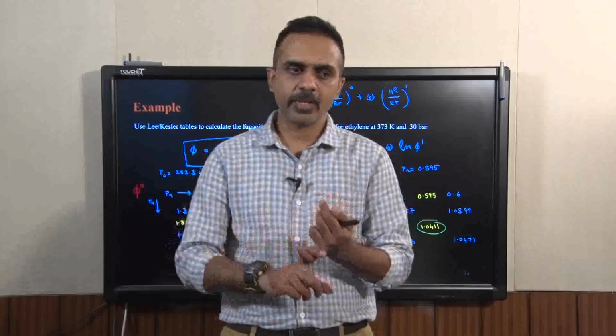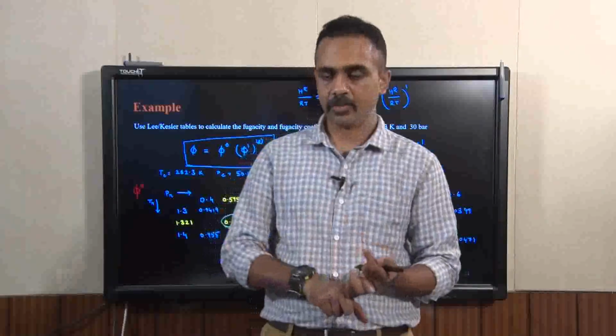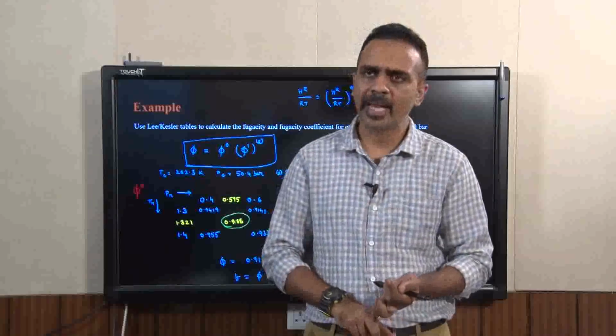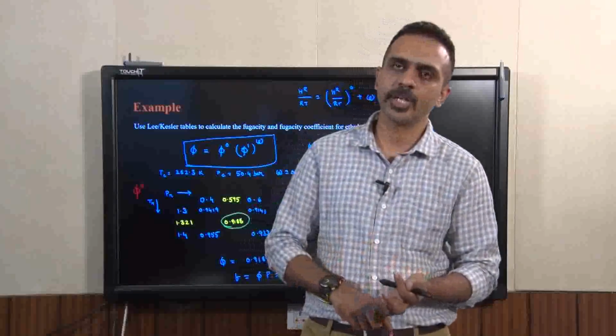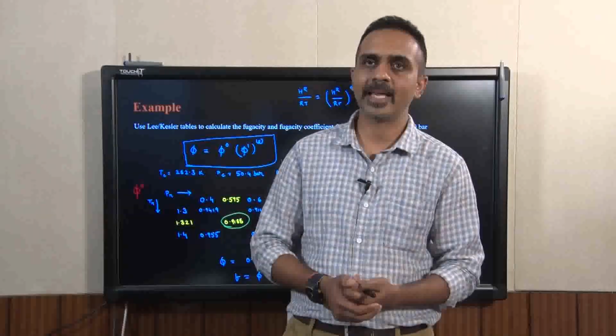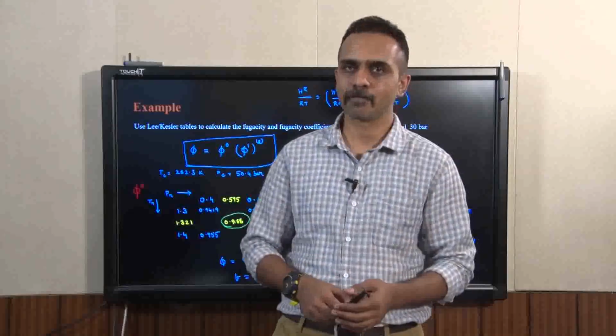So we have looked at the virial equation of state to estimate the fugacity of pure species. We have used the Lee-Kessler tables to estimate the fugacity coefficient and hence the fugacity for pure species. When we come back in the next lecture, we'll look at how to estimate fugacity coefficient using cubic equation of state and then extend this discussion to a mixture of chemical species. Thank you.